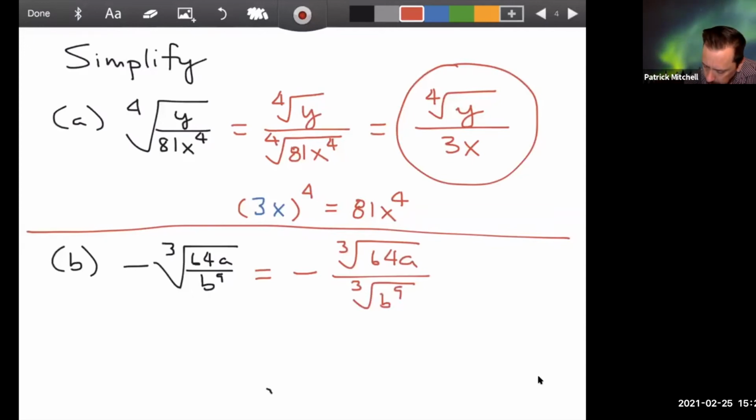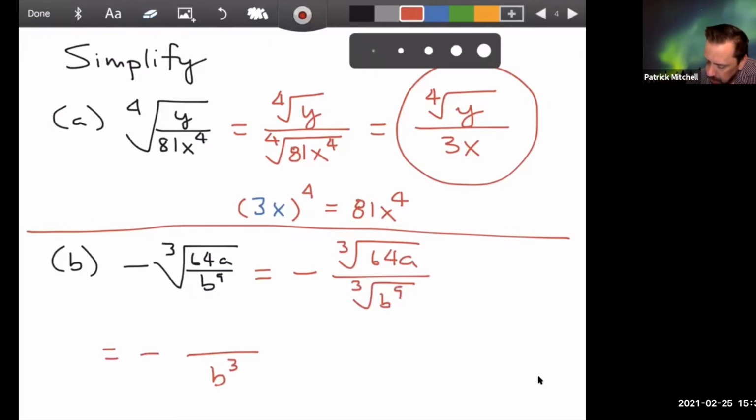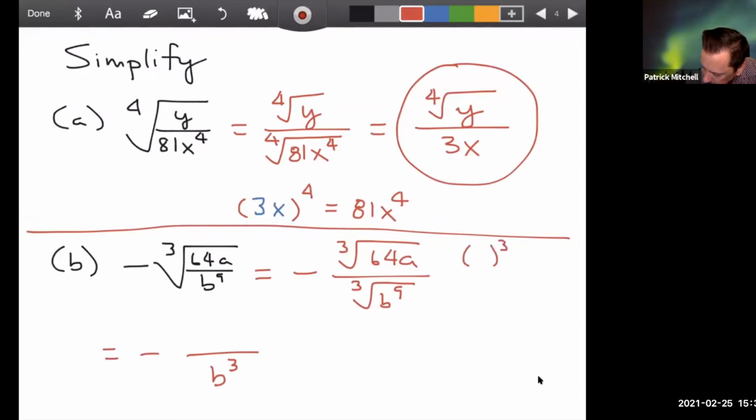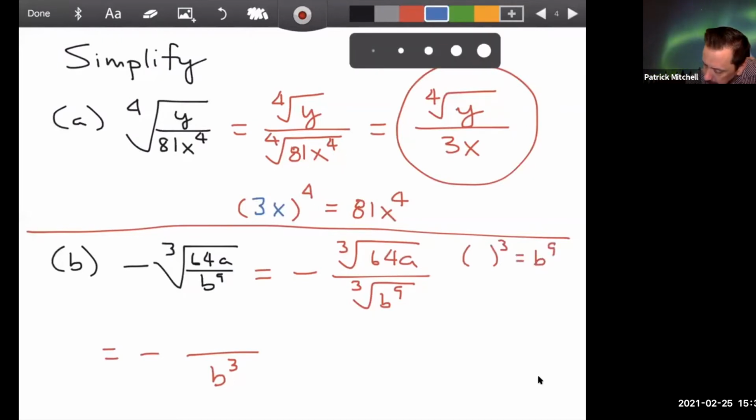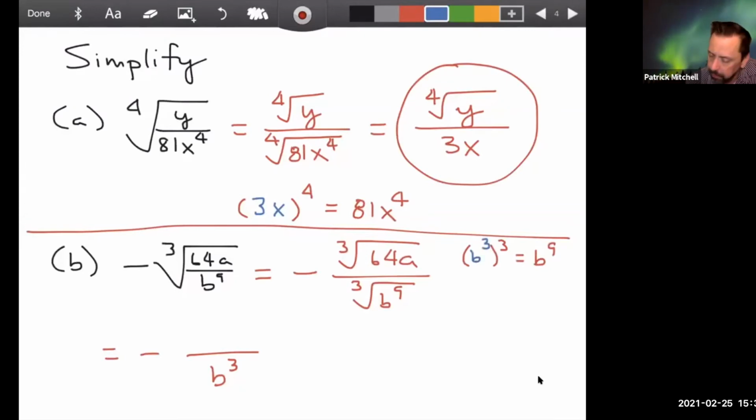The cube root of b to the 9th is b to the 3rd. So take a minute if you need it to think about why that is. Okay, we've talked about it a couple times before. All right, it's because mystery expression, where should I do this? I'll do it up here. Mystery expression cubed equals b to the 9th. That mystery expression would have to be b to the 3rd because 3 times 3 is 9.